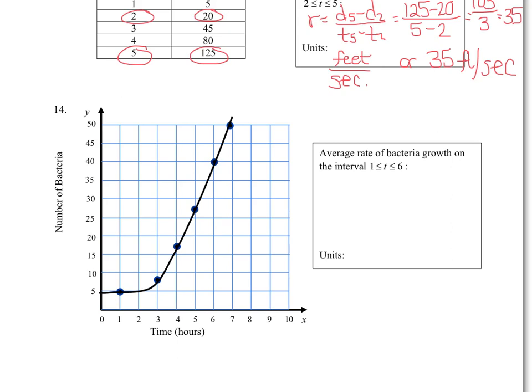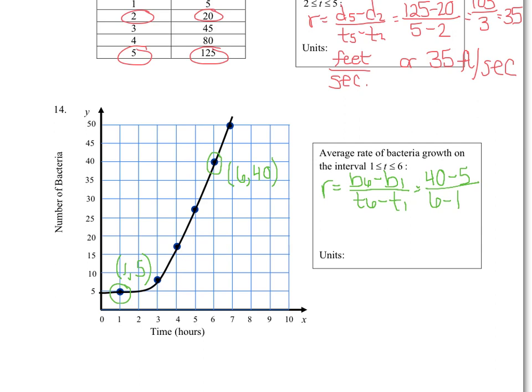For number 14, we're going to do something similar. We're looking over the interval of 1 is less than or equal to t, which is less than or equal to 6. So to find that rate, I'm going to need my bacteria. I'll just use B to abbreviate. Bacteria at time 6 minus bacteria at time 1, divided by my time at 6 seconds minus my time at 1 second. Well, my bacteria at 6 seconds is right here. This is the point (6, 40). So my bacteria is going to be 40. At 1 second, I'm at 5. So 40 minus 5 bacteria over 6 minus 1 seconds.